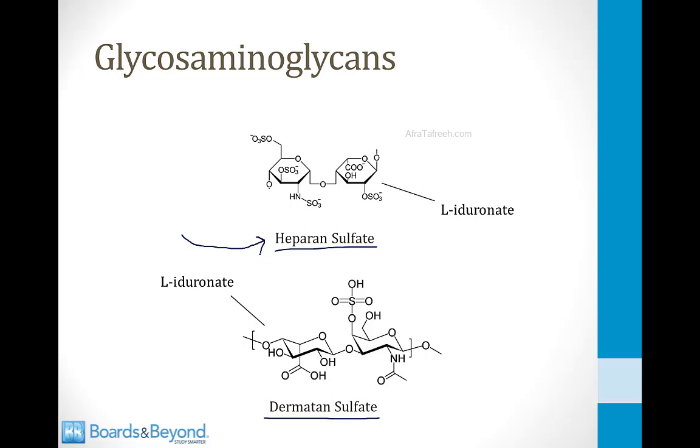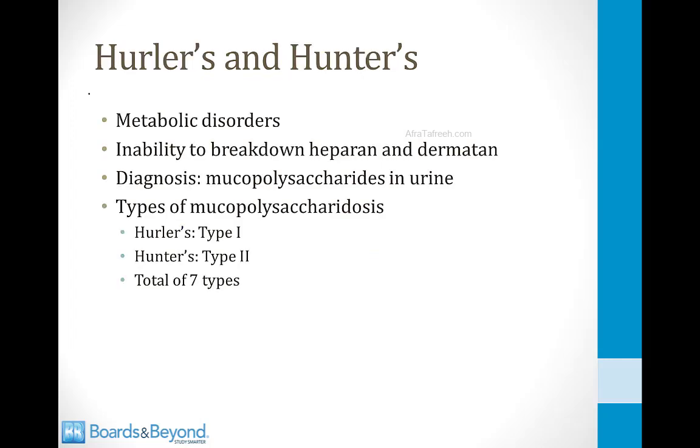They both are made up of repeating disaccharide units, and you don't need to know the names of both disaccharides, but you should know that each of these two structures contains iduronate as one of their disaccharide molecules. And as we will see, iduronate is something that accumulates in two important lysosomal storage diseases. The two lysosomal storage disorders that involve glycosaminoglycans that we're going to discuss are Hurler's syndrome and Hunter's syndrome.